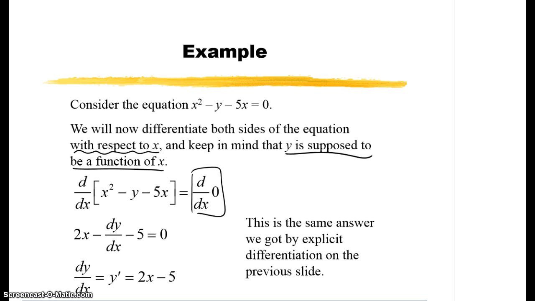So move the 2x and the negative dy/dx to the other side, and you get dy/dx equals 2x minus 5, which is the same as y prime. And that's the same answer we got earlier explicitly. Okay? So I hope you understand how this technique works. This was just to illustrate it, right? It was a very easy example.